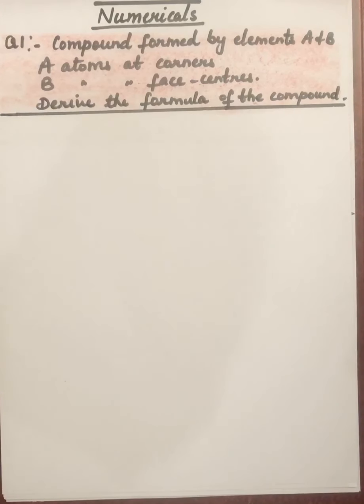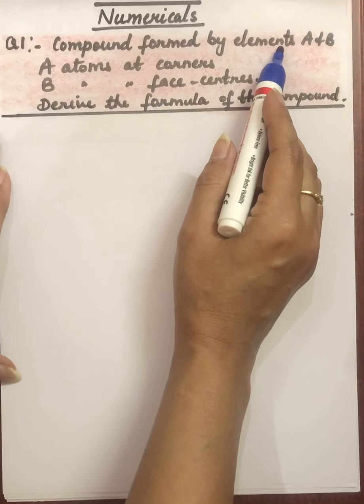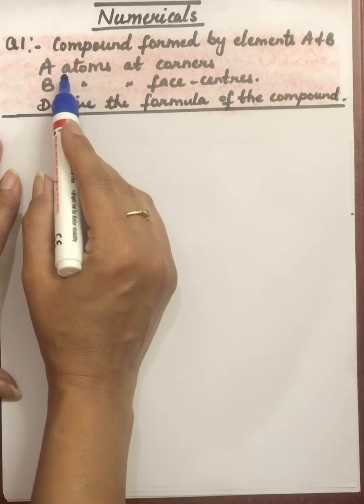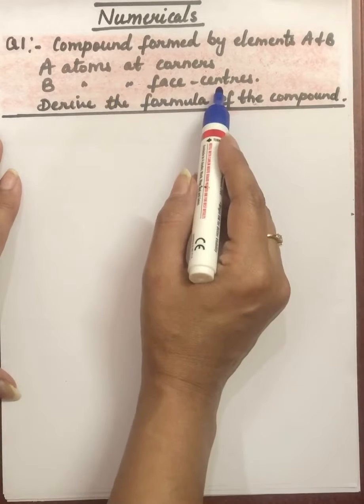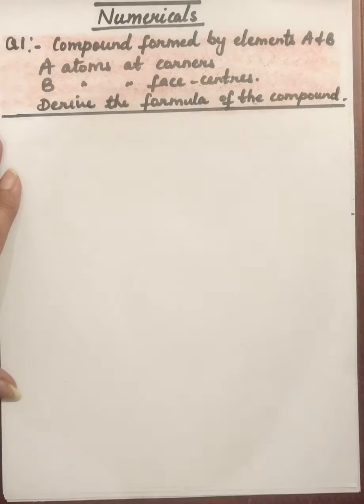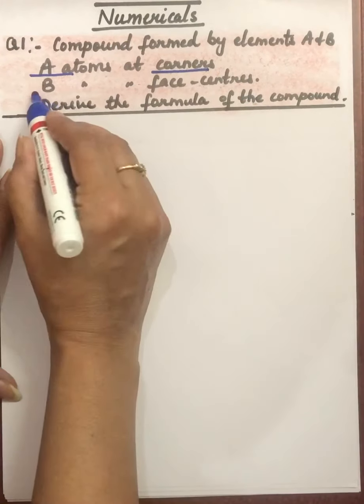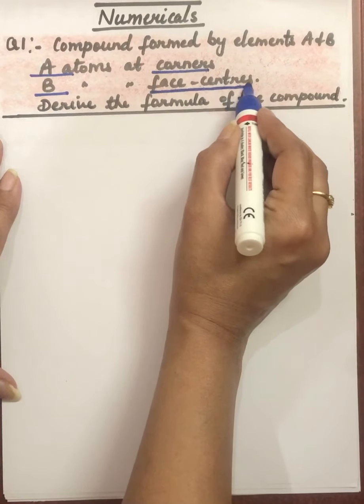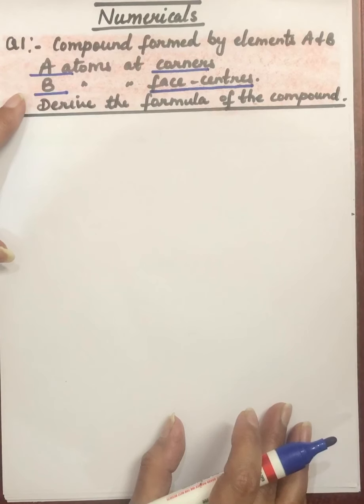Today we are doing some numericals of the solid state chapter. The first numerical: a compound is formed by elements A and B. A atoms are at the corners and B atoms are at the face centers in the unit cell of the compound. Derive the formula of the compound. If we take the ratio of these A and B atoms, we will get the formula of the compound.